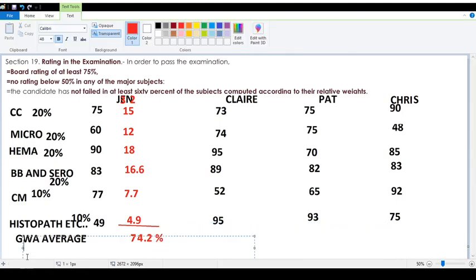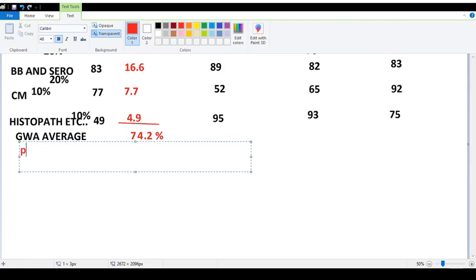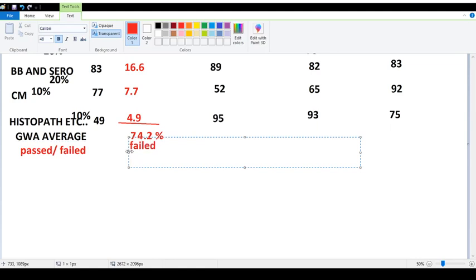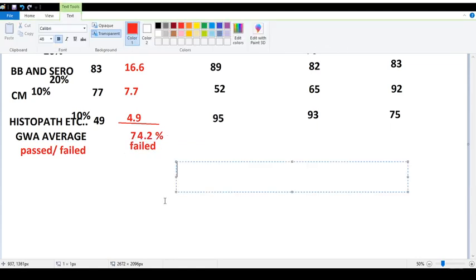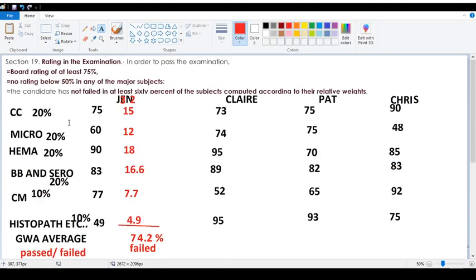Okay, so we determine if Jen passed or failed the examination. So passed or failed. Okay, so Jen failed the examination. Okay, why did she fail in the examination? Because, okay, so we rationalize. Because she has a board rating below 75%. So she did not meet the first criteria.